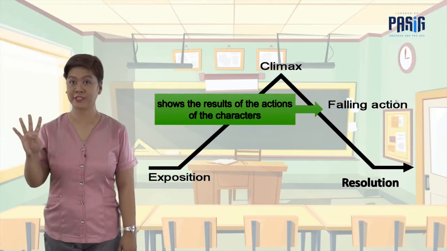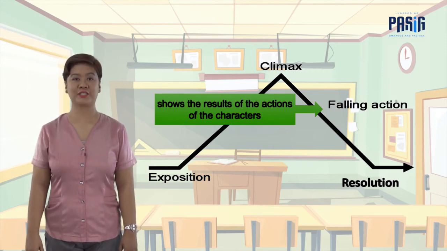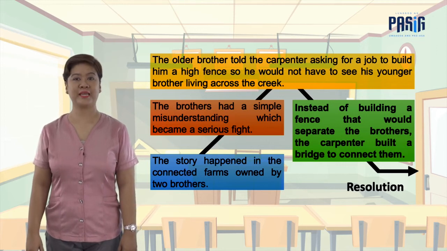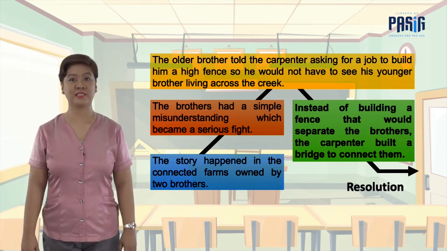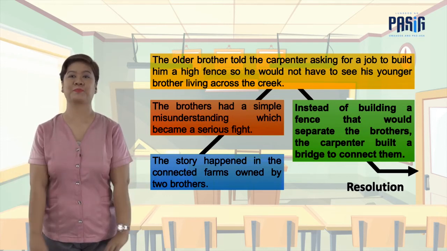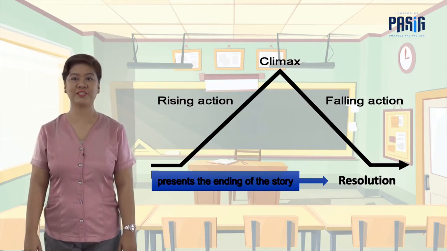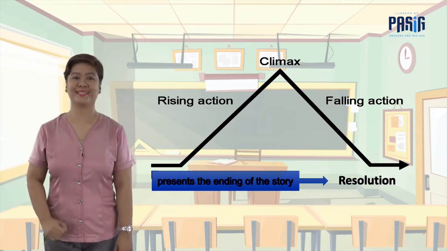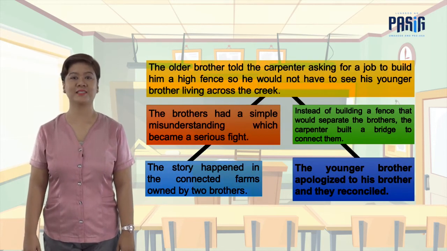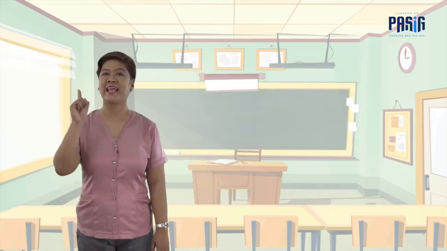The fourth part is the falling action, which shows the results of the actions of the characters. What was the effect of their plan to the characters? The correct answer should be, instead of building a fence that would separate the brothers, the carpenter built a bridge to connect them. And the last part is the resolution, which presents the ending of the story. How did our story end? The right answer is, the younger brother apologized to his brother and they reconciled. And that is how you're supposed to answer a story pyramid.